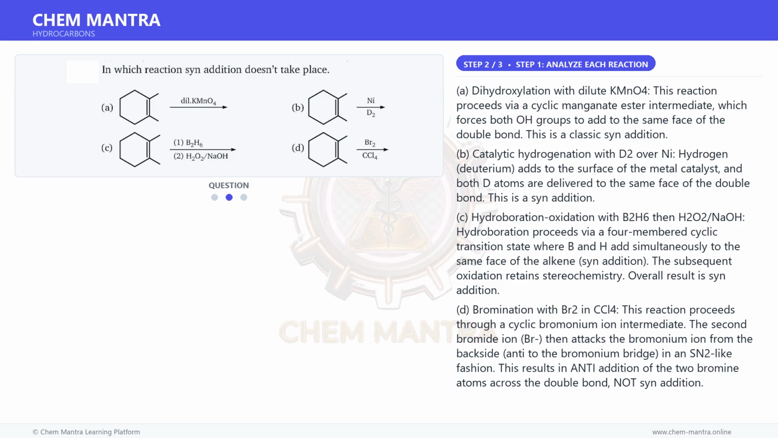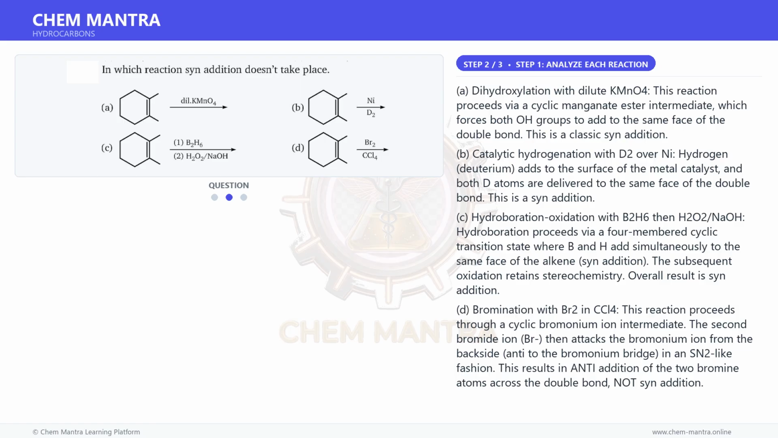B. Catalytic hydrogenation with D2 over Ni. Deuterium adsorbs to the surface of the metal catalyst, and both atoms are delivered to the same face of the double bond. This is a syn addition.